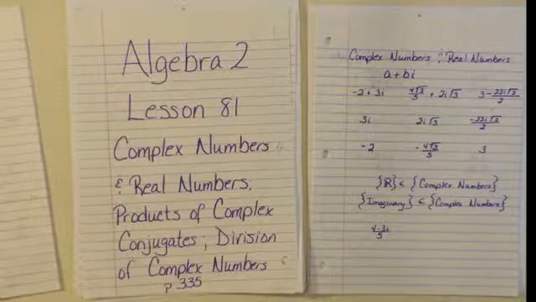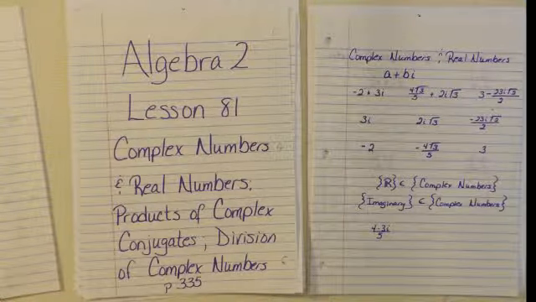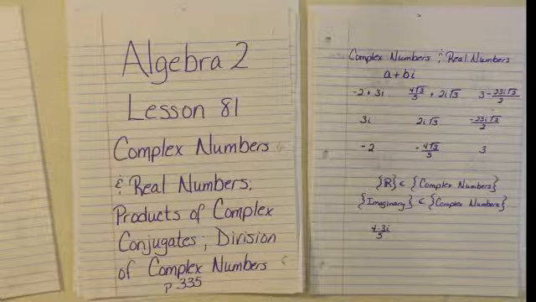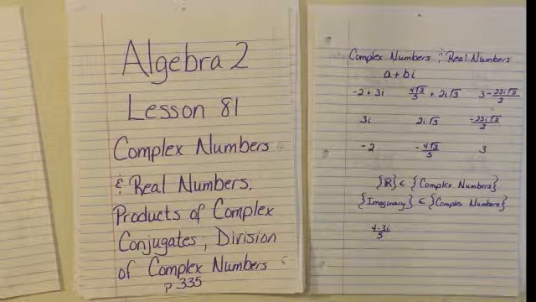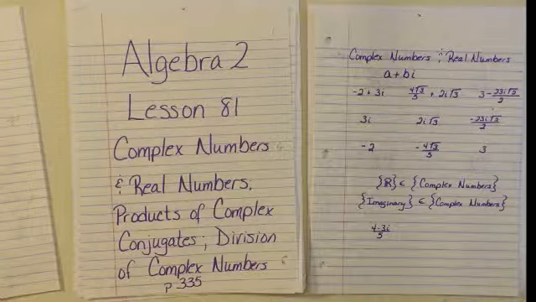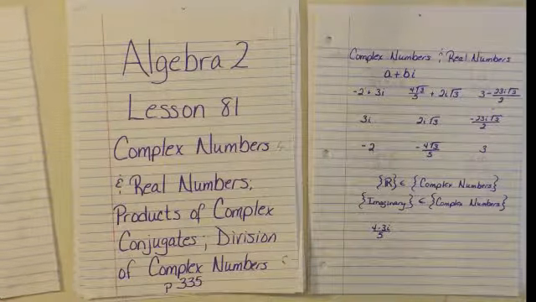Hi, this is Algebra 1, Lesson 81. We're going to talk about complex numbers and real numbers, products of complex conjugates, and the division of complex numbers. We're starting on page 335.